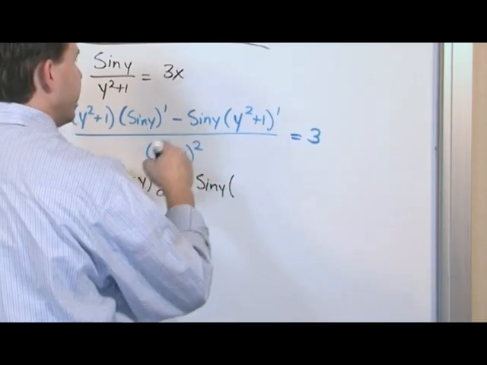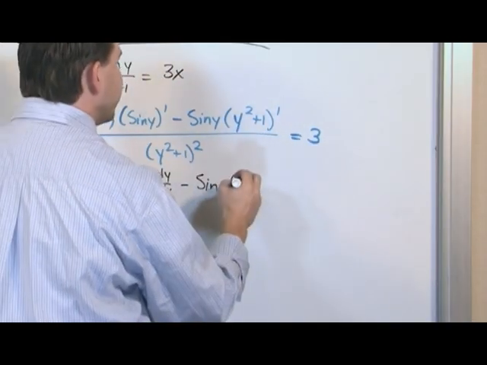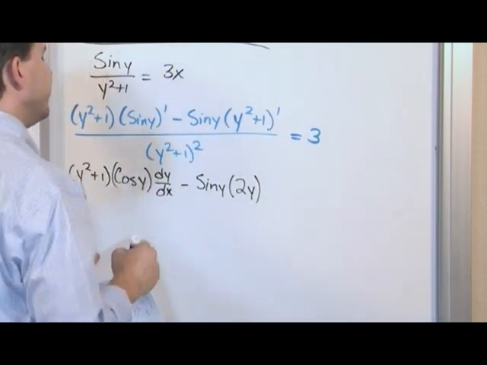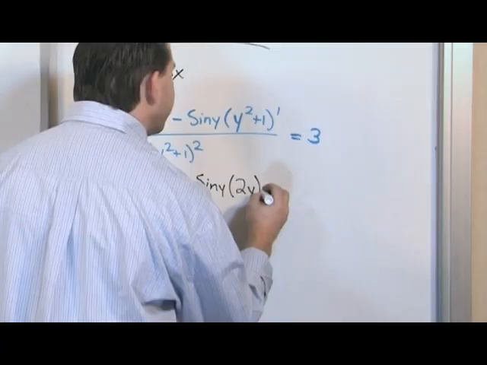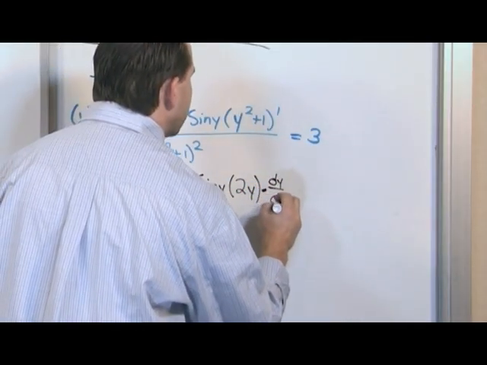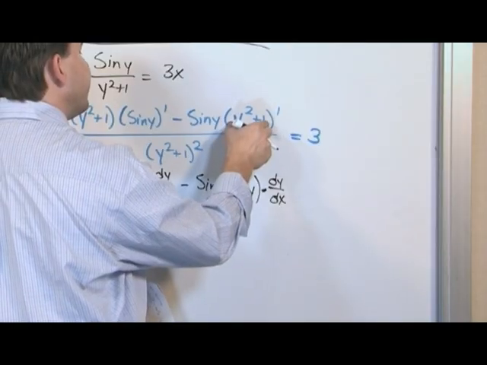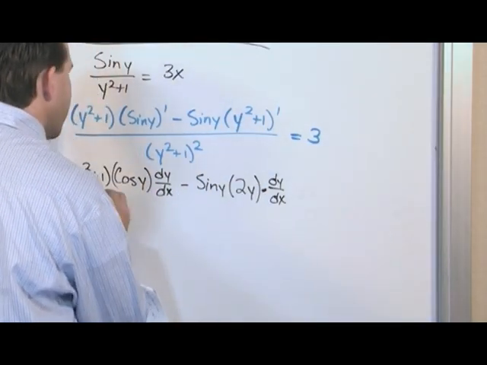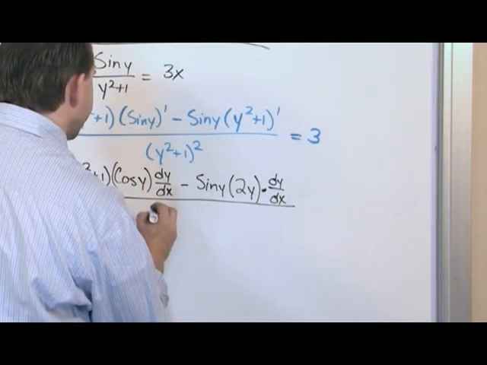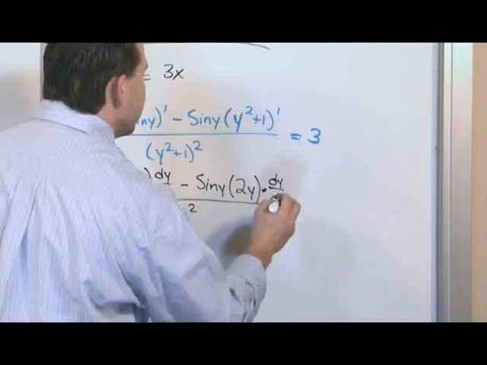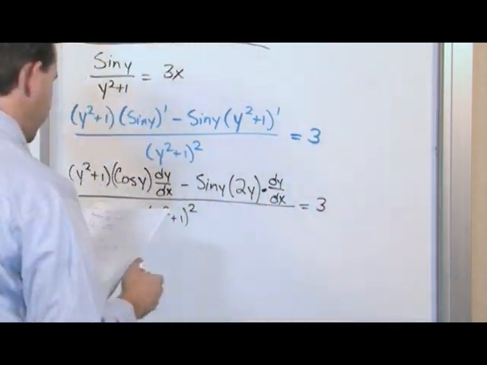Then over here, we take the derivative of this guy. We take the derivative of this, giving us 2y. The derivative of this is 0, but we can't stop there. We have to multiply by dy/dx, because we take the derivative of this term, but we don't know how y varies, so we have to write dy/dx. On the bottom, we don't have any derivatives, so we just say y squared plus 1 squared. And on the right-hand side, we just say we have 3.